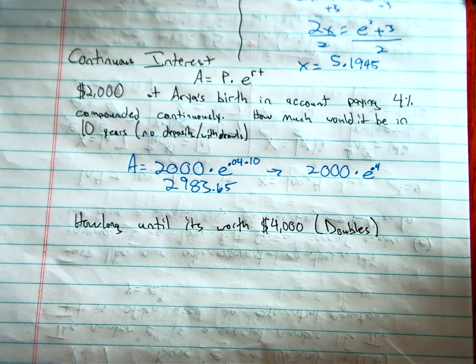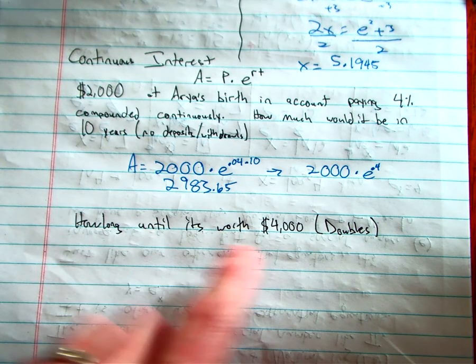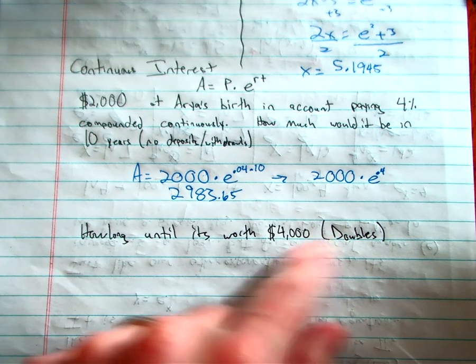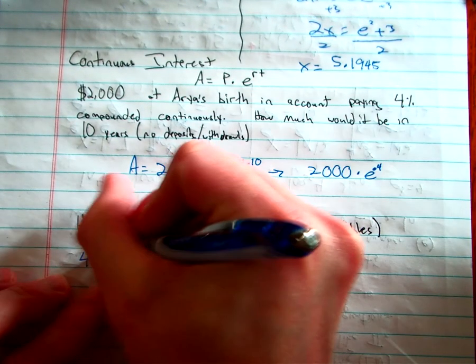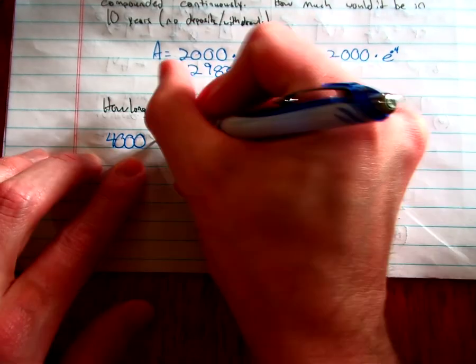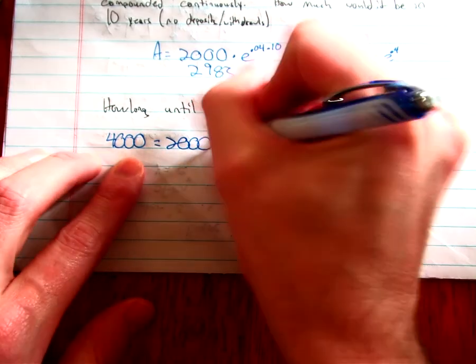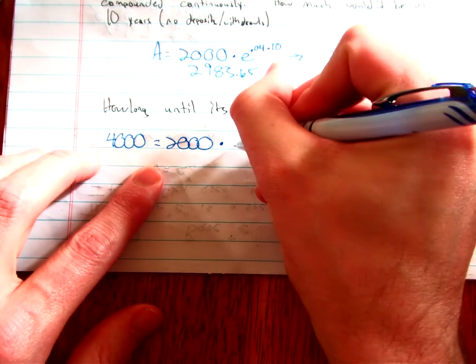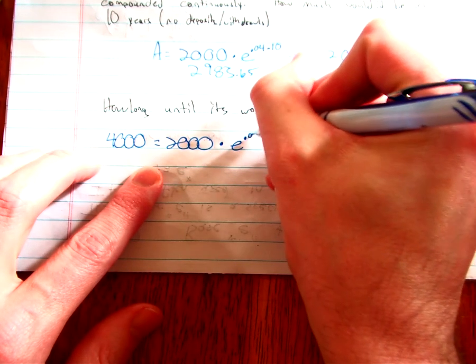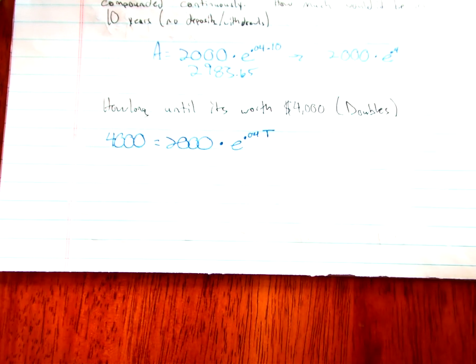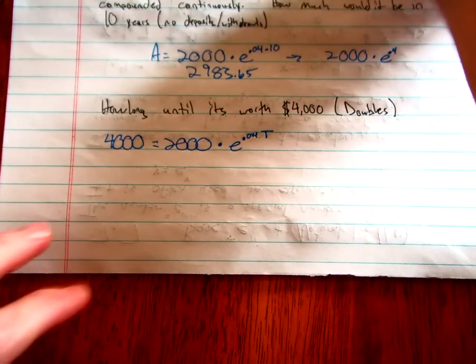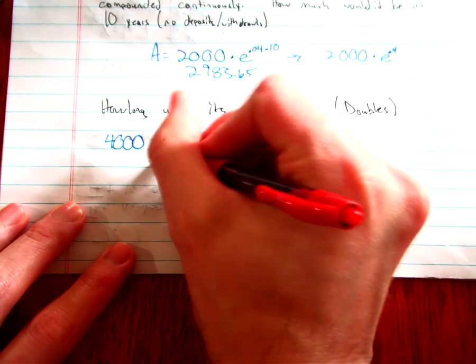All right. How long until that same thing is worth $4,000, aka it doubles? So you know what you want your final amount to be. I know I want my final amount to be 4,000. I know I started with 2,000. It's still times e. My percent is still 0.04. I don't know what my time t is up top. So we divide by 2,000.